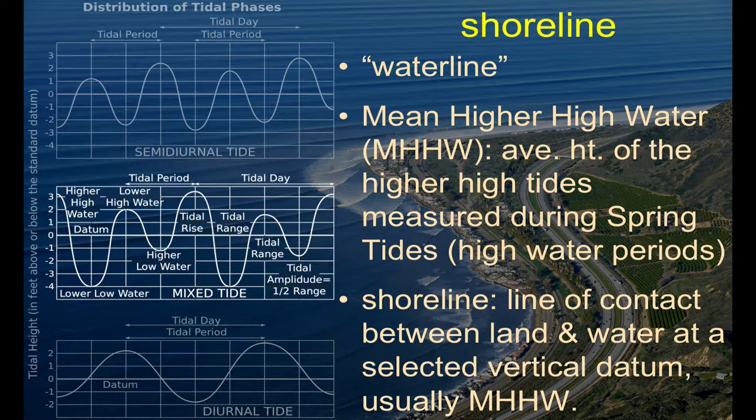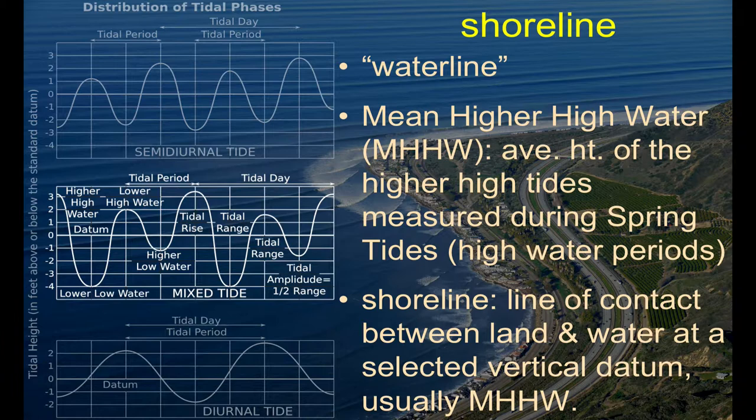There are various entities that use certain definitions for various reasons. The most typical one we use in California, and much of the US, is mean higher high water. Without going into the engineering specifics, you should take Dr. Patch's physical oceanography class if you want to learn more. Suffice it to say, we go to those times when the water is high, measure the highest of the high tides, and average those together. That's the mean higher high water. Everybody with me?